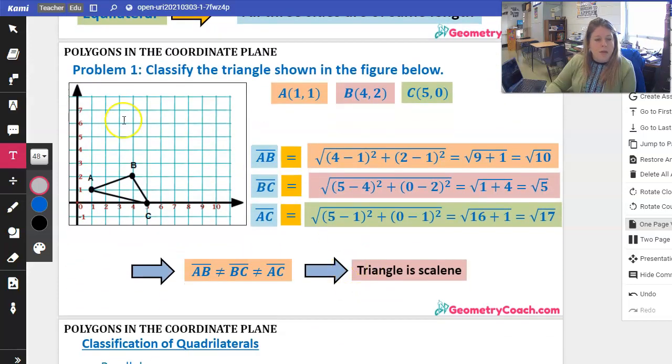Okay, so classify this triangle in the figure below. So they have shown you their work. They did the distance formulas. So they figured out the distance of each of the 3 sides, and they decided that these are all different, so this is a scalene triangle. I want to show you how to do this on Desmos, so you're not having to do this distance formula every single time.